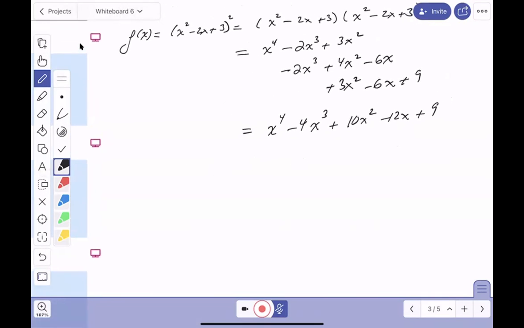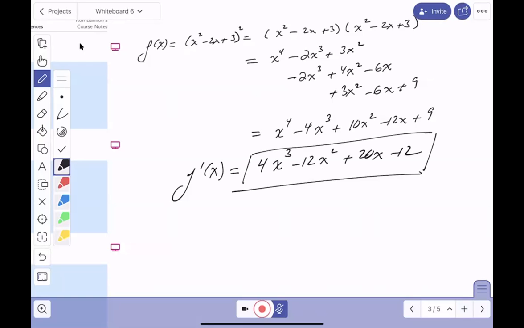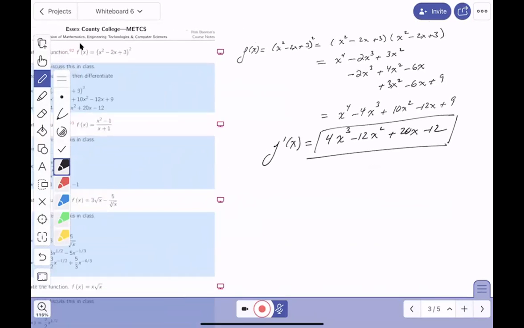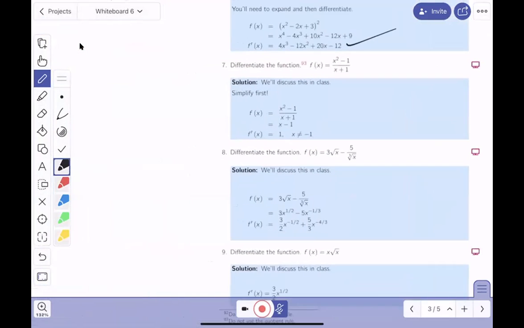Now someone says, oh, I'm done. I'll put a box on it. No, you're not done. You haven't taken the derivative. What's the derivative going to be? It's going to be 4x cubed. I'm getting a little better with derivatives now. What do you get? Minus 12x squared plus 20x minus 12. Could I have made a mistake? Of course I could have made a mistake. Let's just check it. Am I getting the right answer? 4x cubed minus 12x squared plus 20x minus 12? Bingo, we got it. Let's look at number 7.